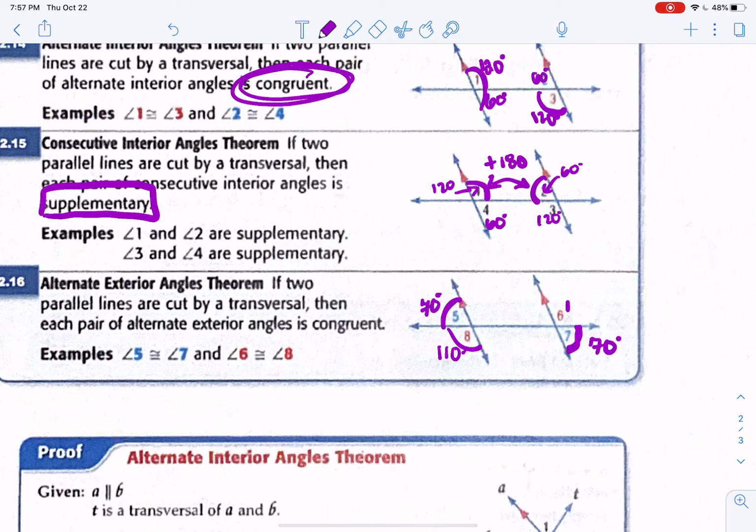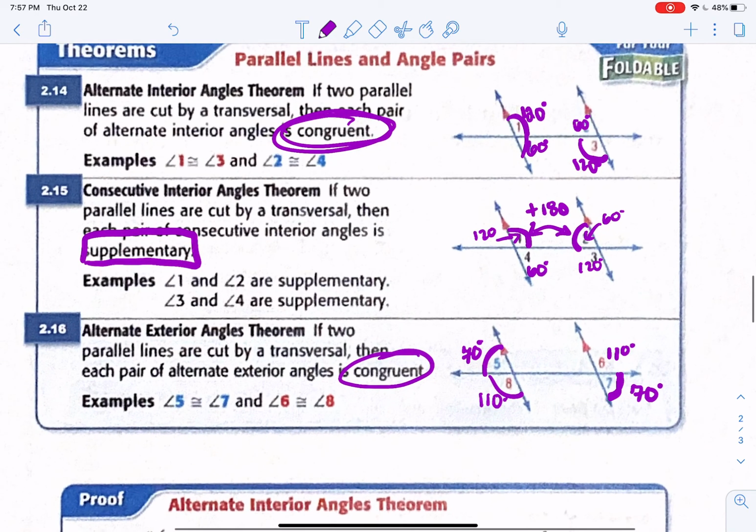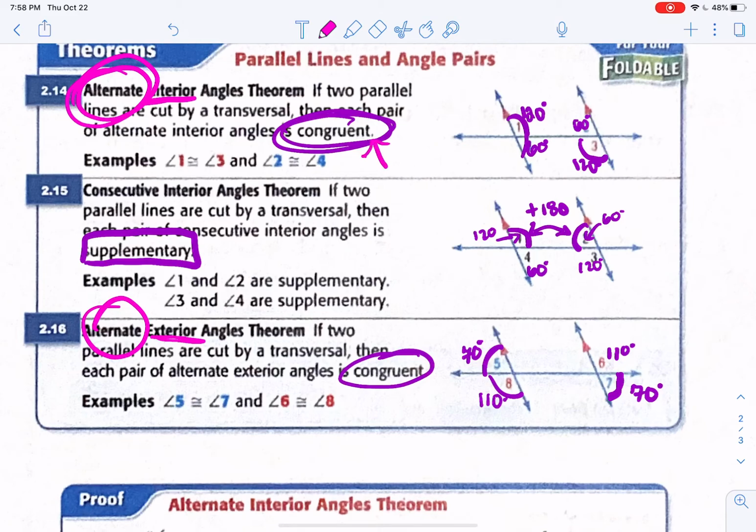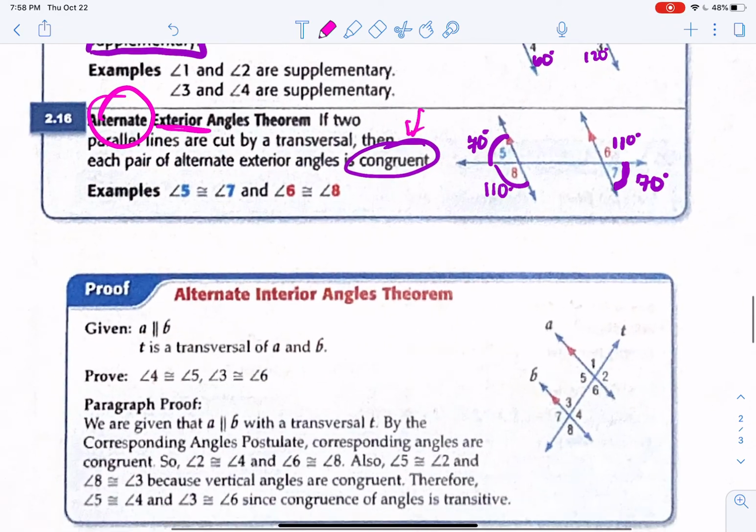So angle 6 is 110. Okay, and that's just for alternate interior angles. Those are congruent. The way that I teach the kids this is that if they are alternate to anything, like alternate interior or alternate exterior, no matter what, they're going to be congruent to each other. If they're alternate exterior angles, they're congruent. If they're alternate interior angles, they're congruent. That's just kind of the way that that works.